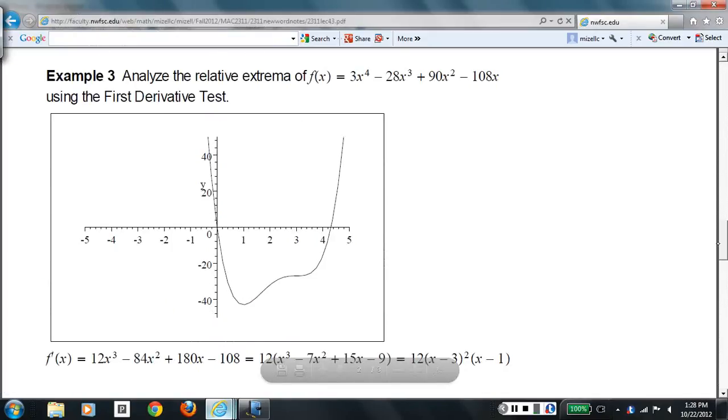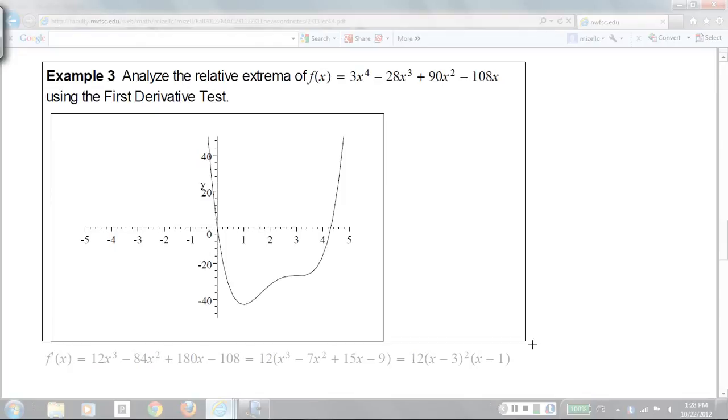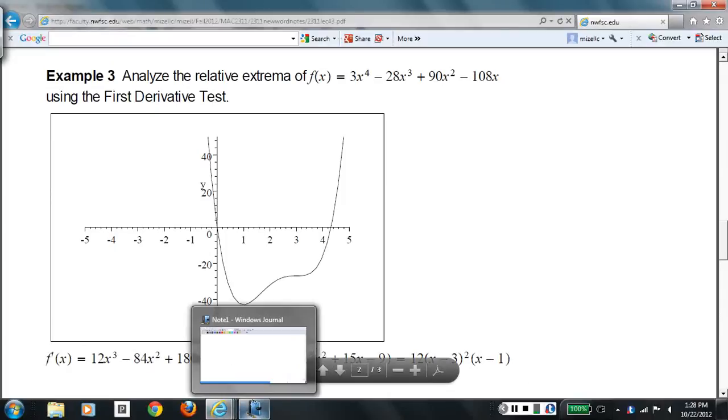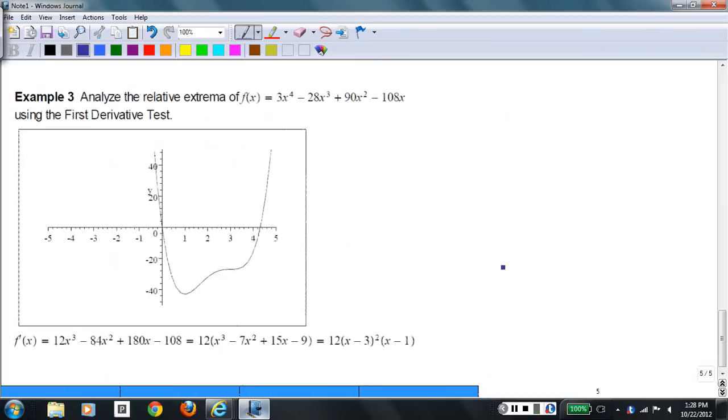Example 3. Okay, polynomial, and I've gone ahead and differentiated it, but it's not difficult, so maybe I should walk through it, because the derivative will not necessarily be provided on the test. So analyze the relative extrema. Well, we could look at the picture, of course, but the picture is there simply to substantiate what we're doing with the derivatives. Nice polynomial here. Analyze the relative extrema using the first derivative test.